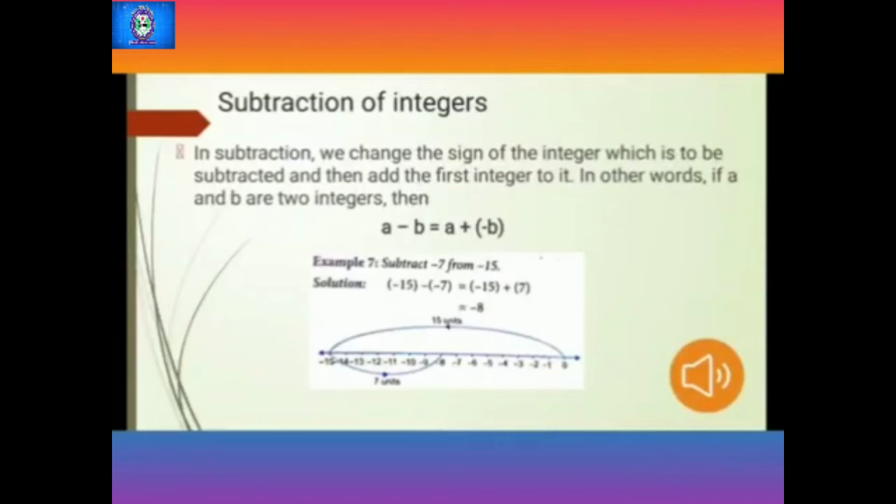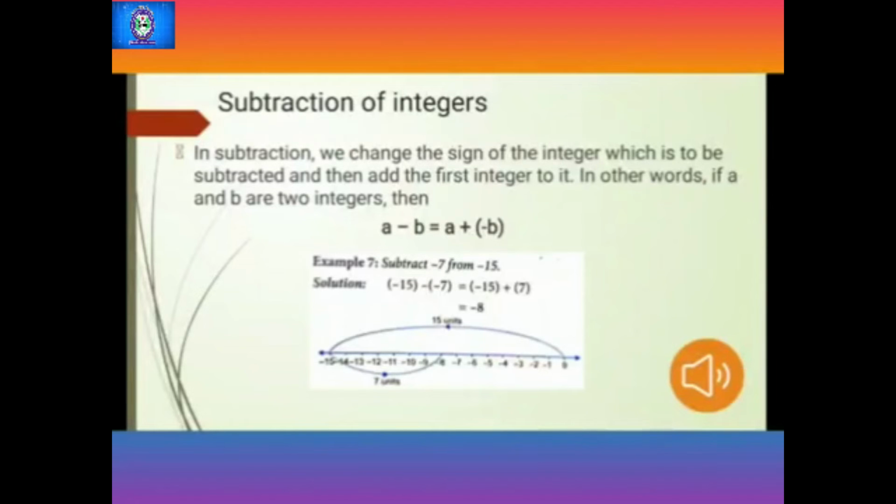Now let's discuss subtraction of integers. In subtraction, we change the sign of the integer which is to be subtracted and then add it to the first integer. In other words, if a and b are two integers, then a minus b equals a plus, and in the bracket we write minus b.